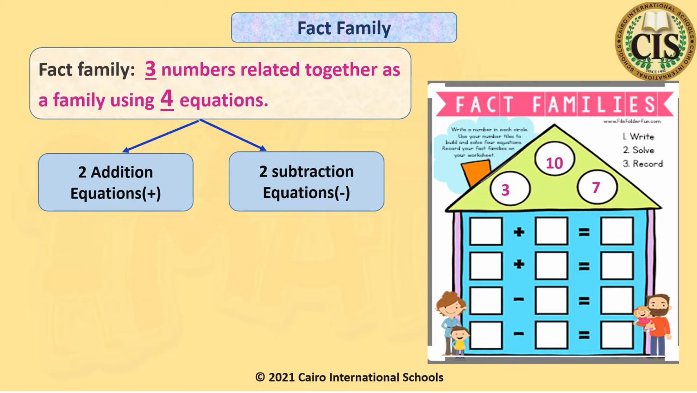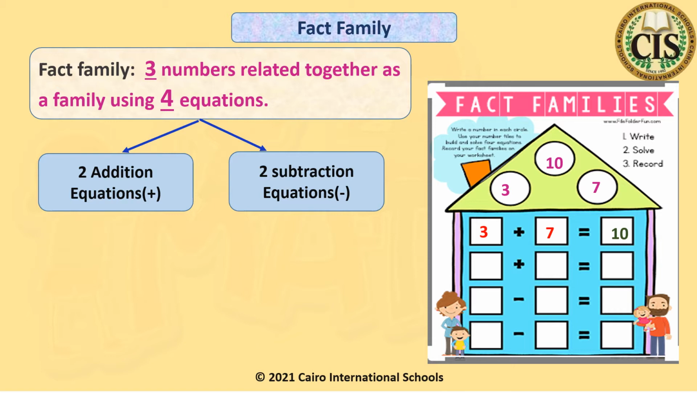The first addition equation equals what plus what? We can say that the first equation can be 3 plus 7. 3 plus 7 equals what? 7 in my mind and 3 on my fingers. After 7, 8, 9, 10. So it equals 10. Yeah, it equals the third number. So 3 plus 7 equals 10, the third number or the daddy number.